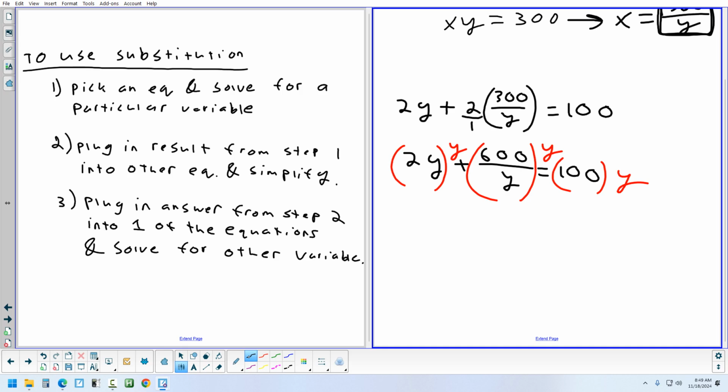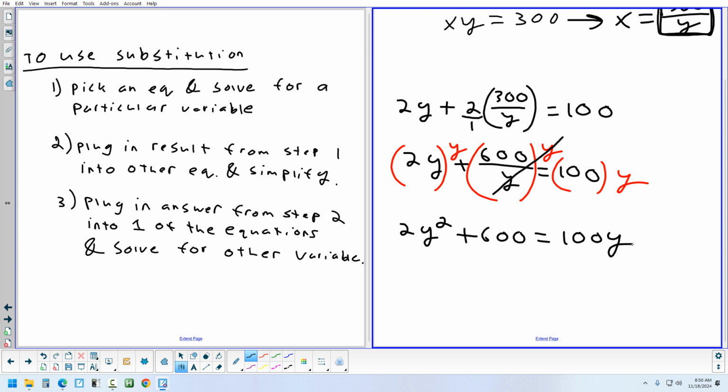What's 2y times y? 2y squared. And then in the middle, divided by y times y, that's gone. Plus 600. And on the right side, 100y. So now we have an equation similar to things we've worked with before. The highest exponent in that equation is a 2. And when the highest exponent is a 2, what kind of equation does that mean it is? Quadratic. It's quadratic. So we can either factor it or we can use the quadratic formula.